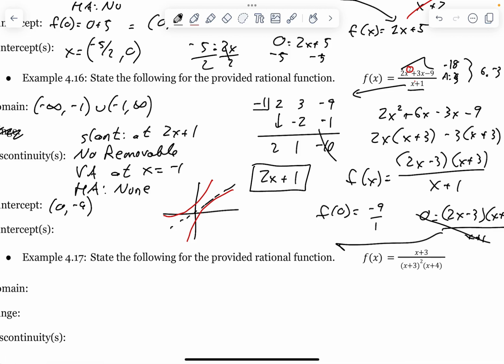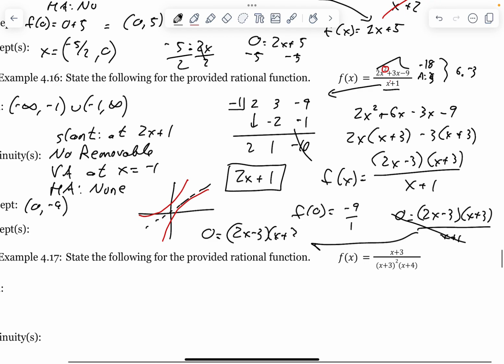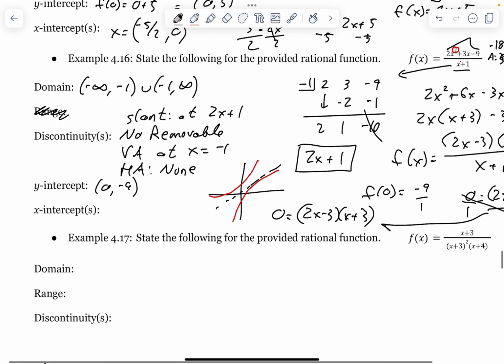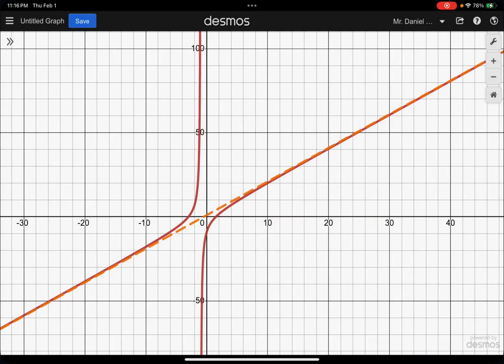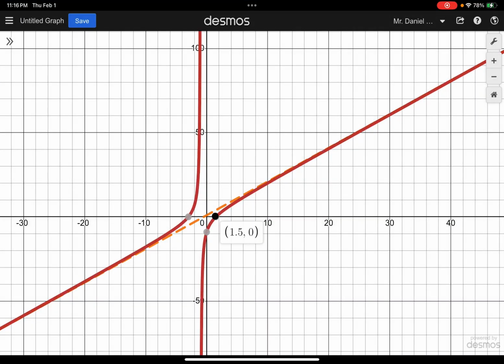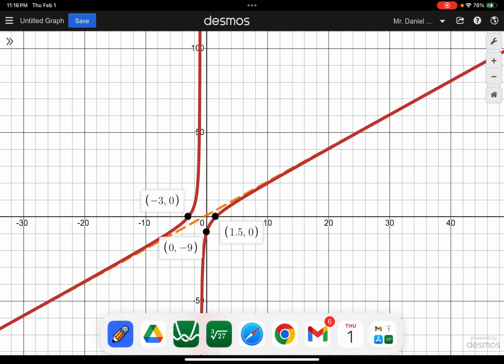Right, because I'm running out of room here. 0 equals 2x minus 3 times x plus 3. And I would get my regular factoring, 3 over 2 and negative 3. And if I take a look at my graph, here's my 3 over 2, and here's my negative 3, and here's my negative 9. So exactly as we wrote down there.